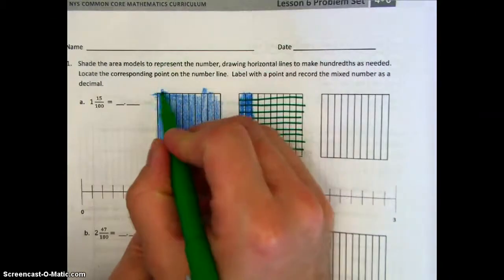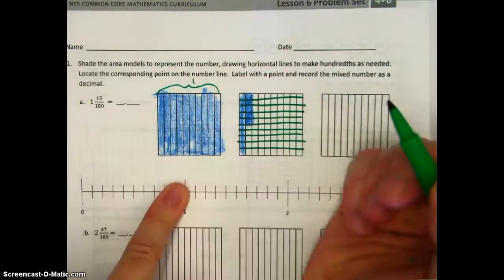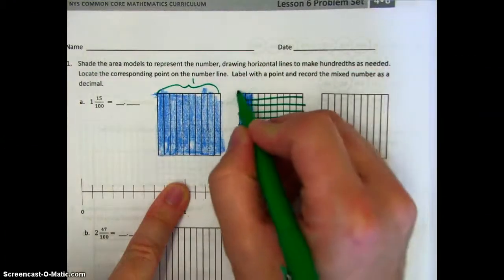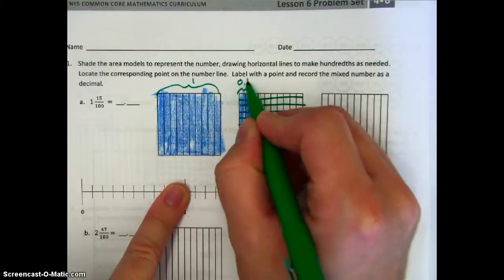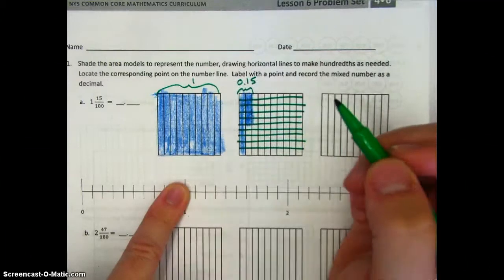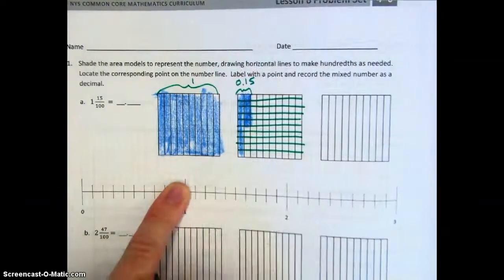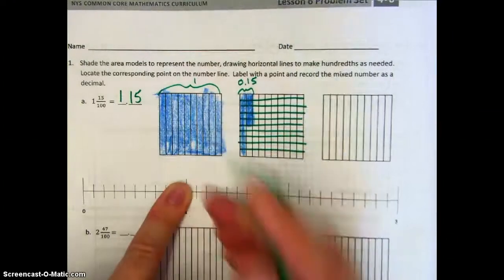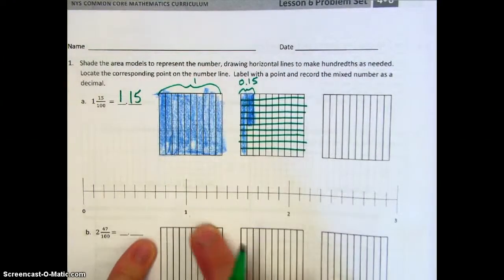So we have 15 hundredths on there. So we can see that here's our 1, and here is our 15 hundredths. Okay, so now when we go to convert it into a decimal, we have 1 and 15 hundredths. Okay, now the number line has already been labeled for us.